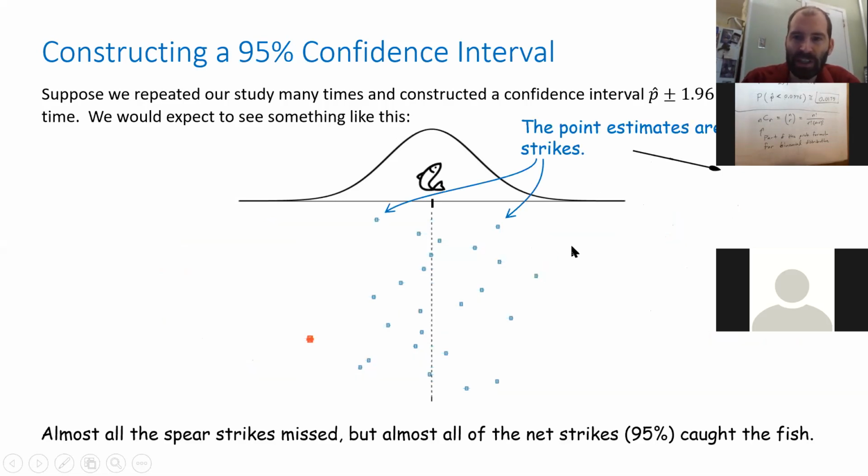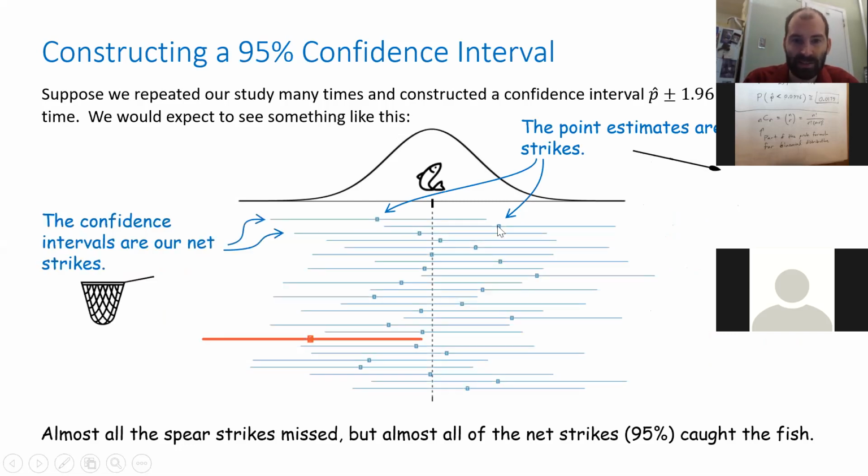And just going back to the fishing example, these little points are our sample proportions that you brought back to me. These are like our spear strikes, right? We're trying to catch that fish. We keep missing, missing, missing. Every once in a while, somebody got it, right? But most of the time we missed. Once we were way off. The intervals here are our nets, right? So we expand around our spear strike and build a net. And now, instead of missing most of the time, we caught the fish most of the time. In fact, we caught the fish 95% of the time. We only missed 5% of the time, just in this red bar right here.